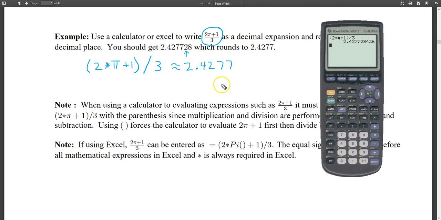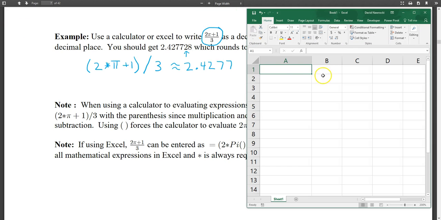Now let's try doing this in Excel, because we can do all of these mathematical expressions in Excel as well, and it's good to get some practice using that. So you can pause here and bring up Excel. So here I have Excel. Now we're going to enter this expression into Excel just like we did here. Now the only thing with Excel is when you enter an expression, you have to put equals in front. That tells Excel that what's following is supposed to be evaluated as a mathematical expression.